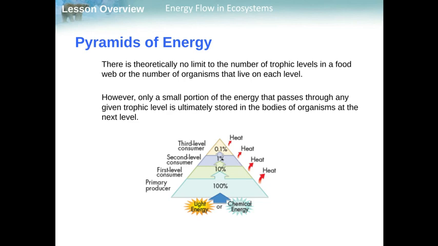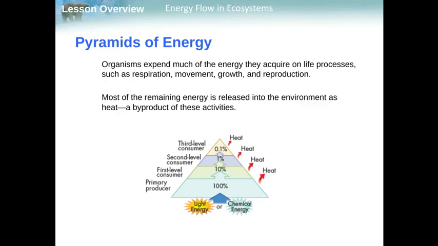Now, this 1% represents 1% from this initial amount right here. And then this 0.1% is from the initial right here. So we call this the rule of tens. Most of the remaining energy is released into the environment as heat, but we actually need that heat to help with our body temperature. We'll talk about that later on when we talk about the cell.